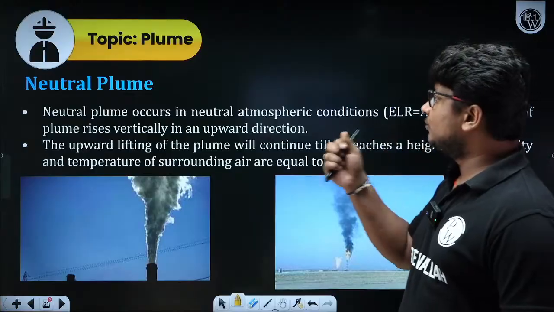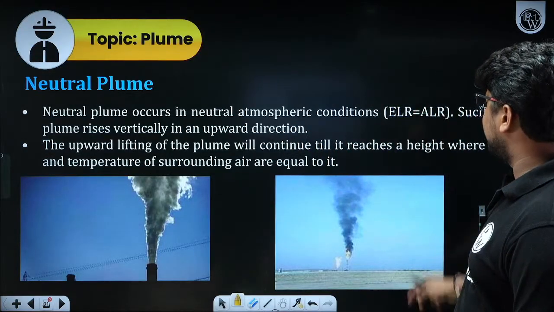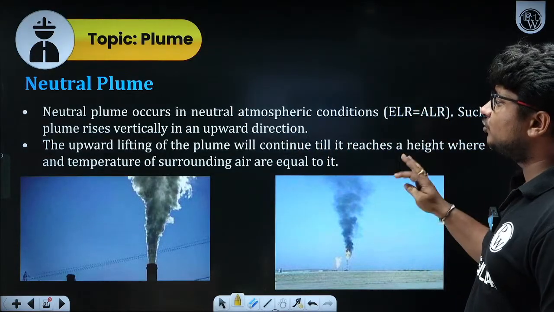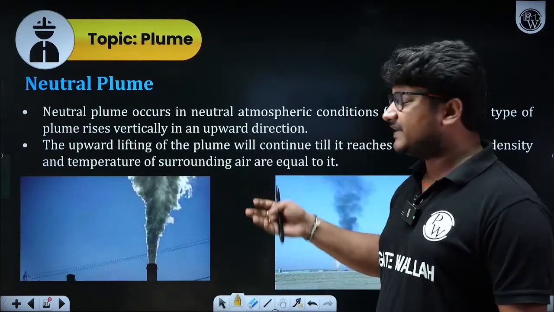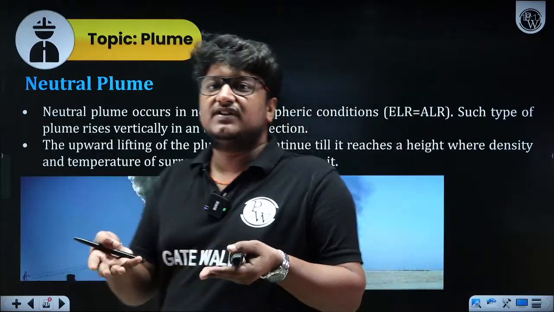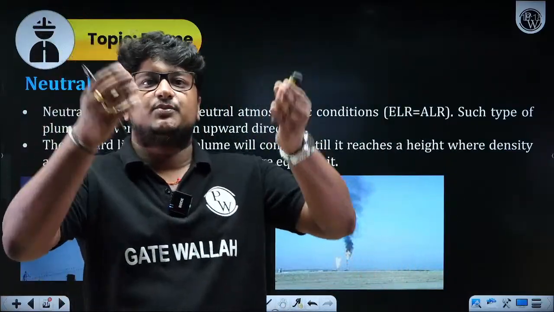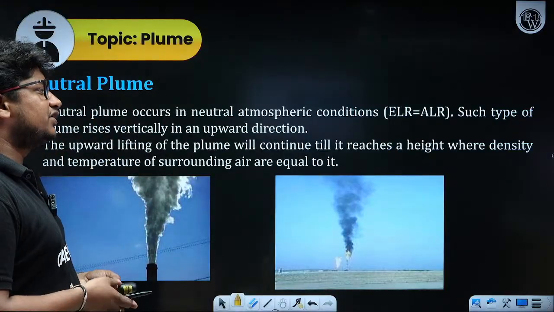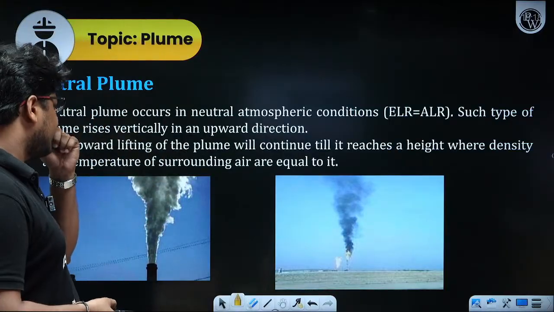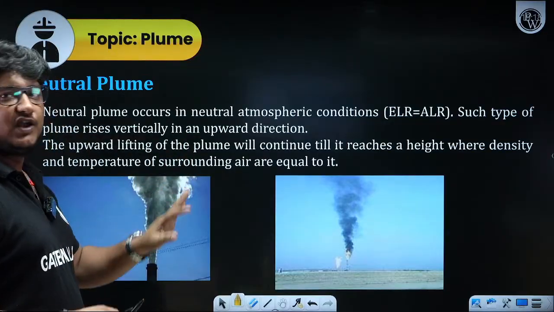So a neutral plume occurs in a neutral atmospheric condition, ELR equal to ALR. Such a plume rises vertically in an upward direction. When your ELR and ALR are the same, the pollutant will simply rise vertically upward without any disturbance. The upward lifting of the plume will continue till it reaches a height where the density and the temperature of the surrounding air are equal to it.